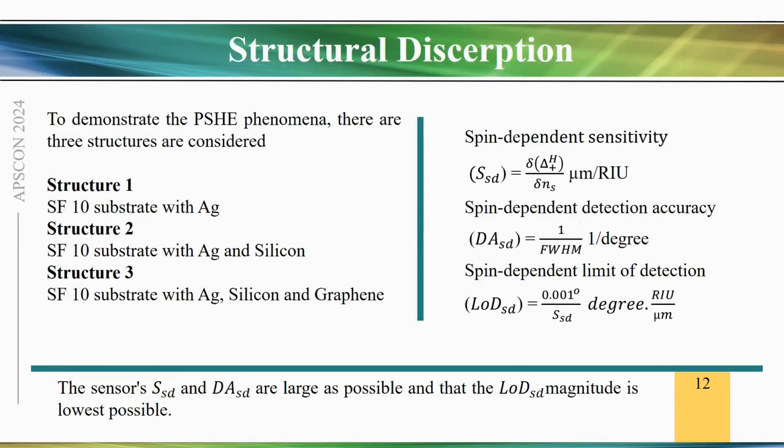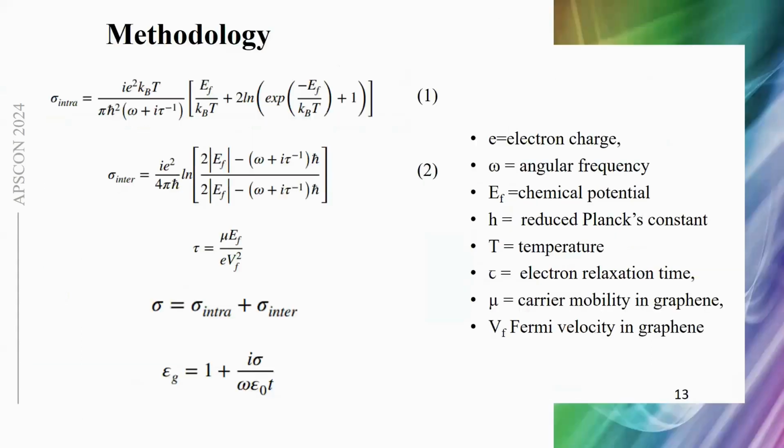In the first structure, we are using the substrate and then the plasmonic layer. In the second structure, substrate, plasmonic layer, and field enhancement layer. And in the third structure, we are using the graphene and finding the sensitivity, detection accuracy, and the limit of detection.